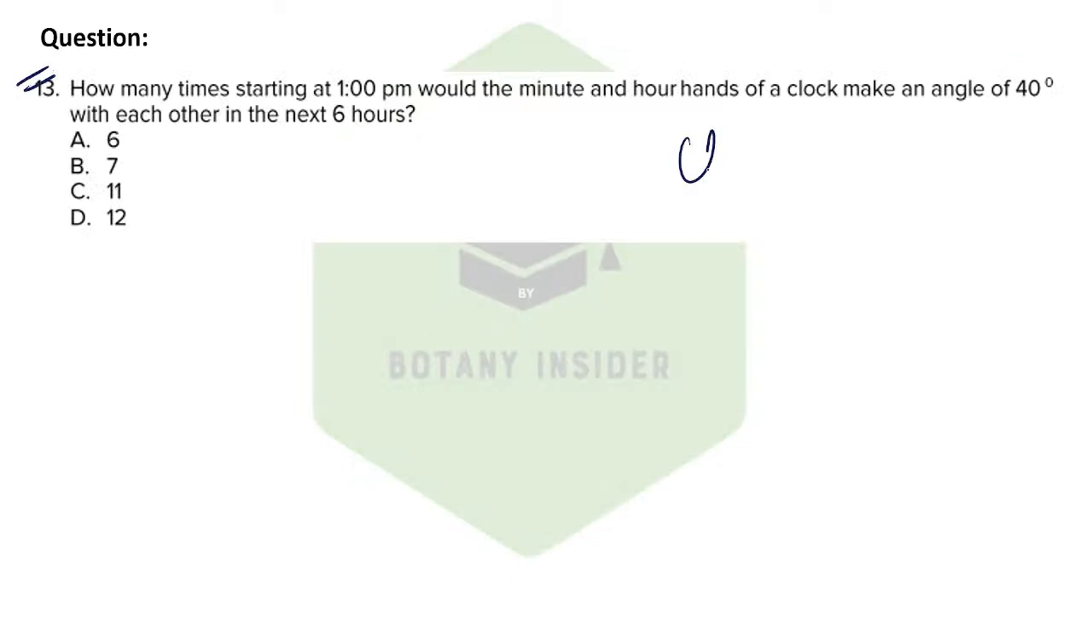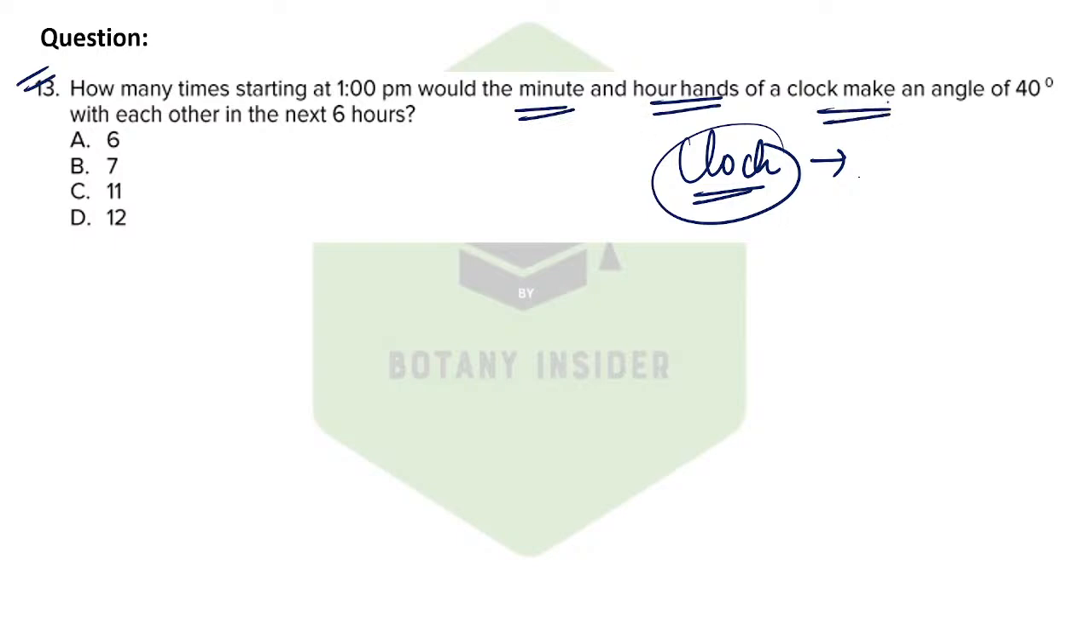This one is a clock hand problem. Give it a try. The question is asking how many times, starting from 1 p.m., would the minute hand and the hour hand make an angle with each other of 40 degrees in the next 6 hours? It's again simple if you apply basic mathematical logic to it, or even common sense, you can get the answer easily. Try out the question.